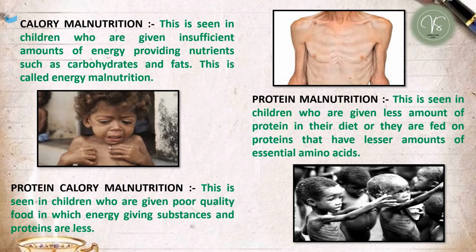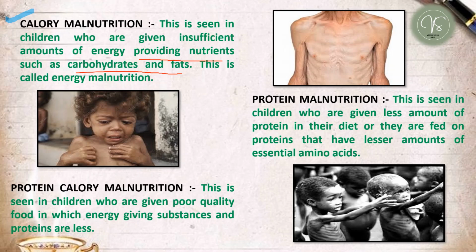The calorie malnutrition. This is seen in children who have insufficient amounts of energy providing foods. Now, what are the energy providing foods? The energy providing foods are carbohydrates and fats. And proteins are the foods which help us in growth and help in repair of the body. So, the children who are fed with deficient amounts of energy providing foods, that is carbohydrates and fats, such type of children suffer from calorie malnutrition.